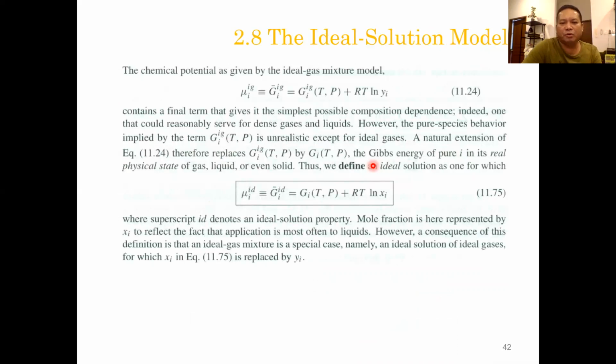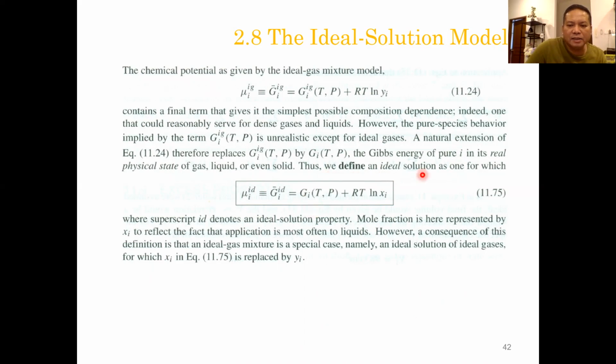Ideal solution model. Okay, so for chemical potential as given by the models, we can write it into this equation here. Okay, right? And then there is for ideal gas. But for ideal solution, we can put ID there. Okay, ID means ideal solutions. So you have ideal gas on top of the two mixture, then you have ideal solutions.